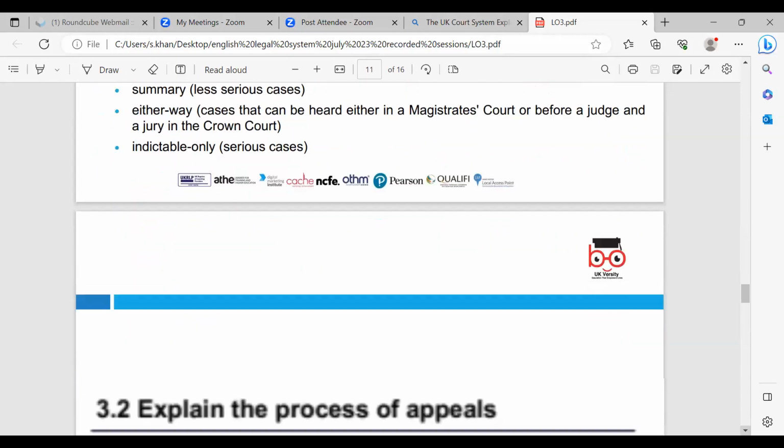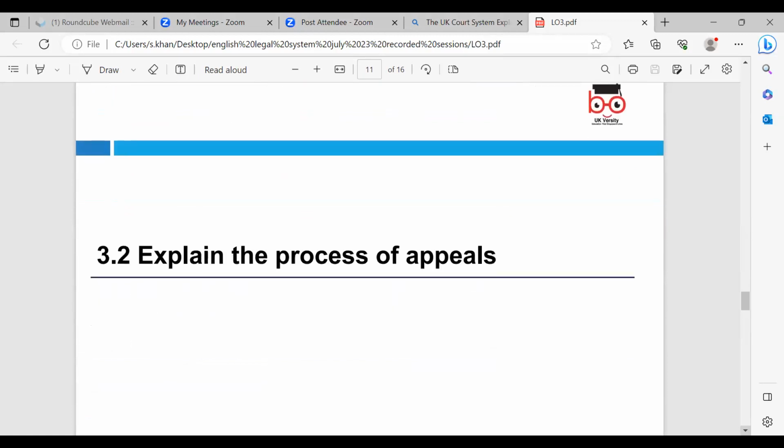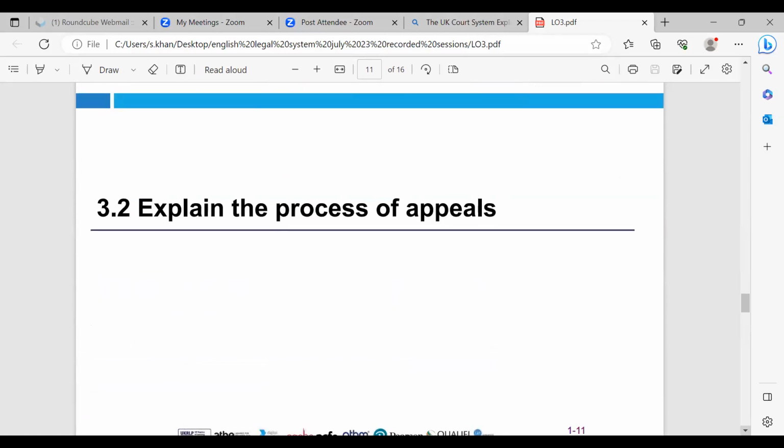Okay, so now we're going to go on to 3.2, which is looking at the process of appeals in the UK.